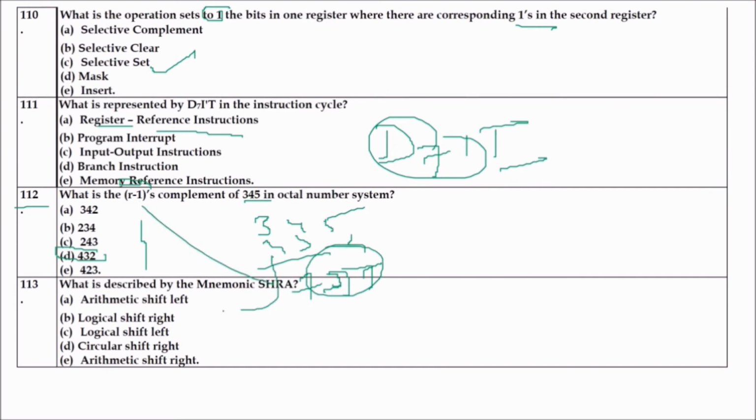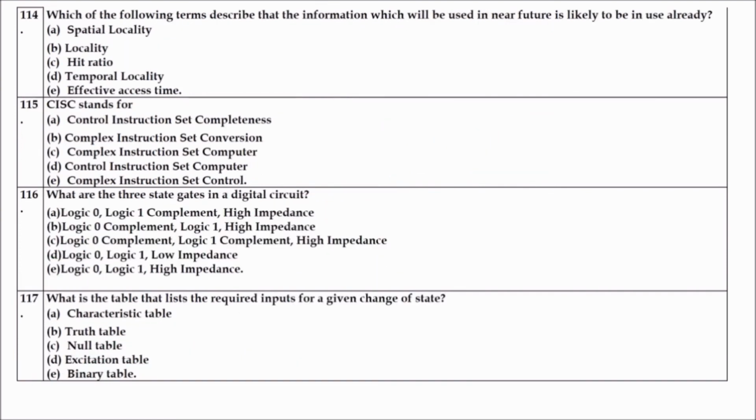This is R-1's complement. What is described by mnemonic SHRA? SHRA is nothing but which is the answer? This is for arithmetic shift right. Next is, which of the following terms describes that the information which will be used in the near future is likely to be in use already?